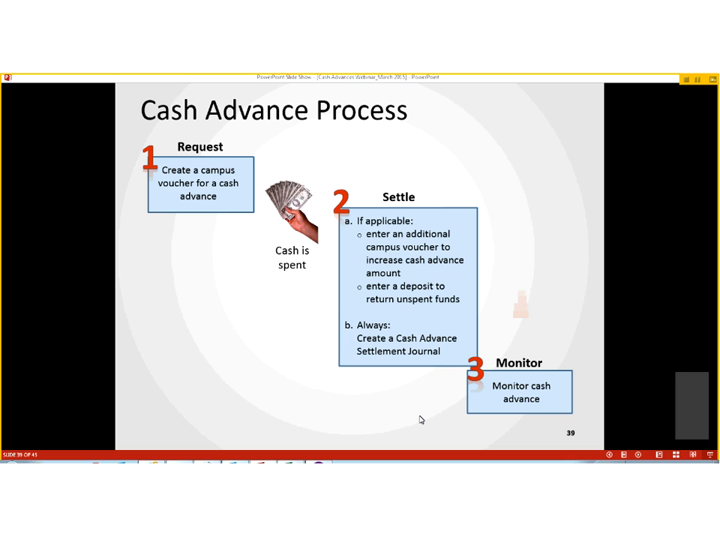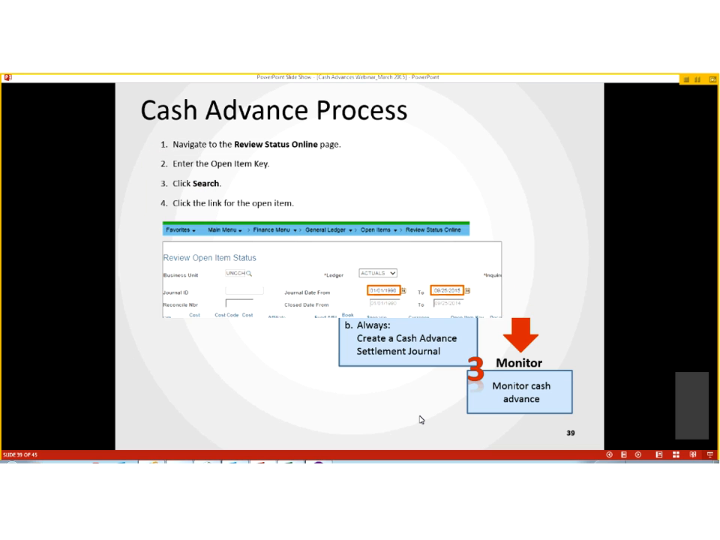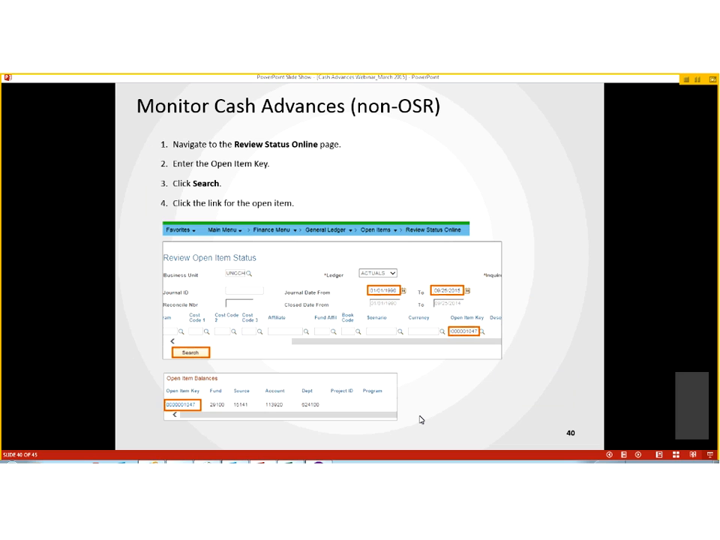All right. A couple more points. We've got a concept to cover step 3, how you can monitor your cash advances. Let's say you've entered in all these transactions and you want to stay apprised of them. So there's 2 different ways to do this, and it's dependent on whether it's a non-OSR cash advance or an OSR cash advance.